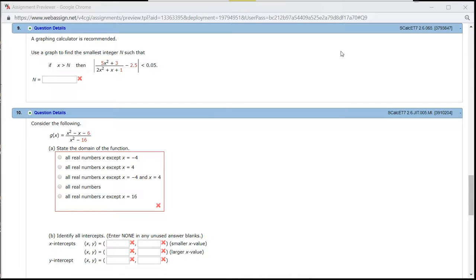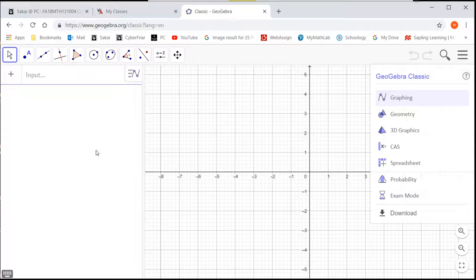All right, let's look at homework 2.6, problem number 9. I'm going to do this problem using GeoGebra. I'm going to open up GeoGebra, which looks like that. First, I'm going to define the function.